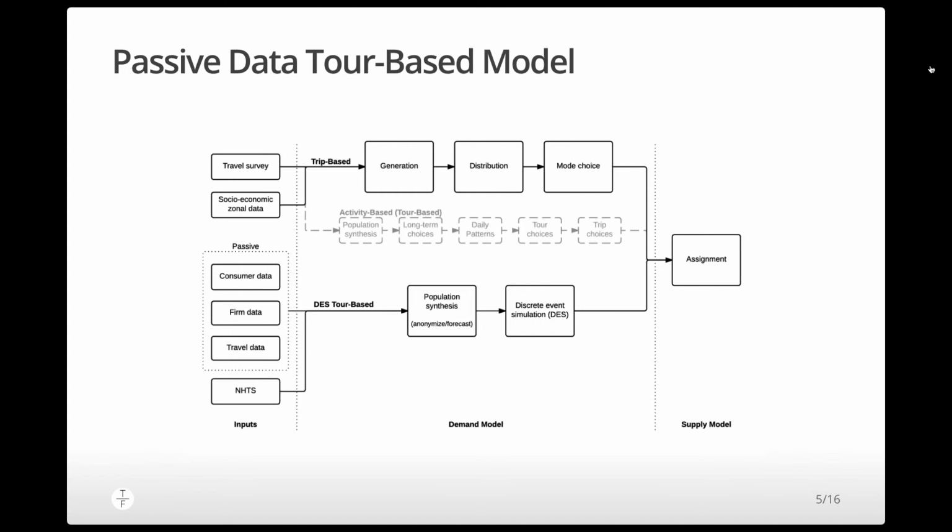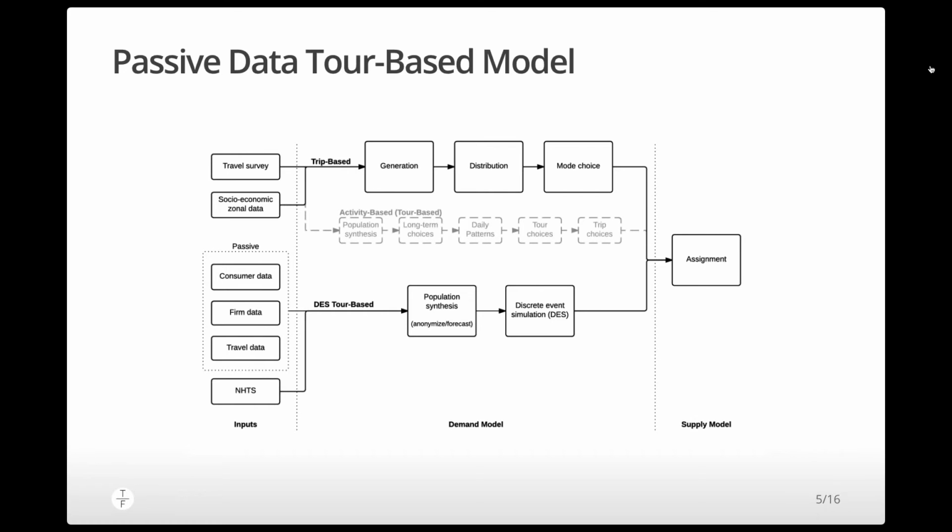Onto the demand model, there's basically two steps. We have a population synthesis and we have a discrete event simulation. The population synthesis is similar to that we use in an activity-based model. In the activity-based model, the population synthesis starts with American Community Survey PUMS data available at the PUMA level. And each household in that PUMS data is expanded and then allocated to smaller geographic areas like TAZs or MAZs.